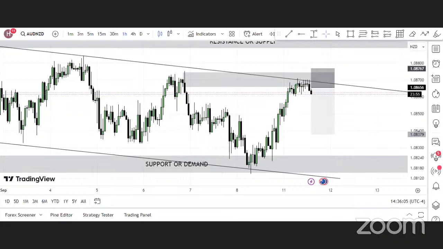Just sell this pair. I'm telling you, sell right now. Okay, this is AUDNZD. Sell AUDNZD. So don't worry, I'll be communicating the take profit and the stop loss, but just go into your chart right now and place a sell for AUDNZD. All right.